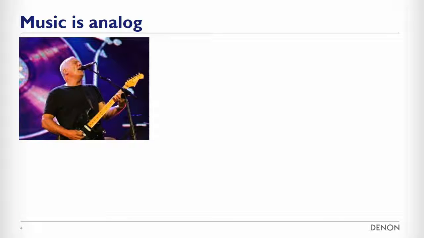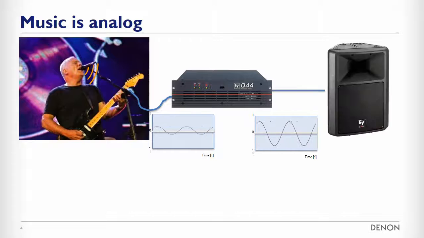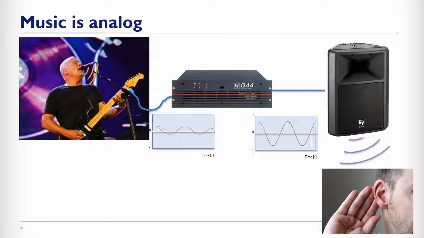Music is fundamentally analog. A music signal starts as an analog sound wave. During a concert, these analog sound waves are picked up by a microphone, which converts them into an analog electrical signal. This electrical signal is amplified and sent to the loudspeakers, which convert it to the analog sound wave that the audience hears. As you can see, the whole signal chain is analog.